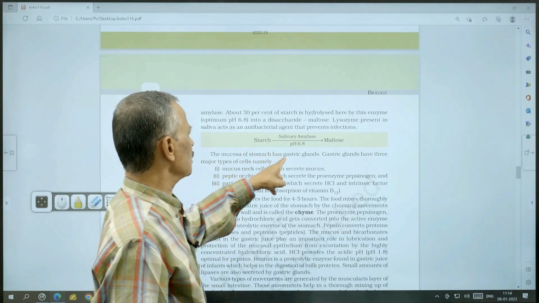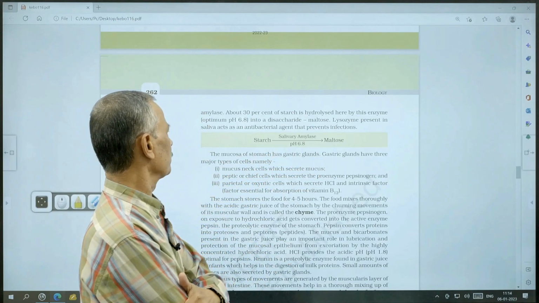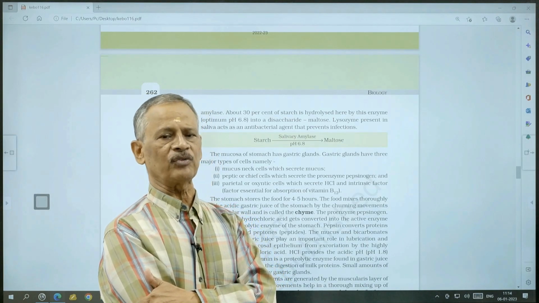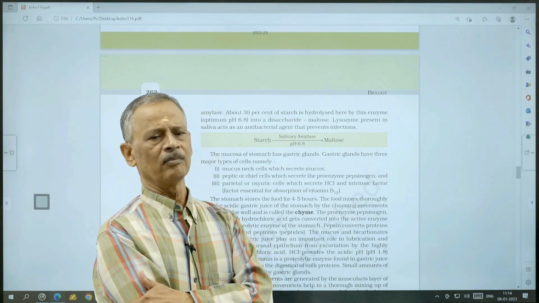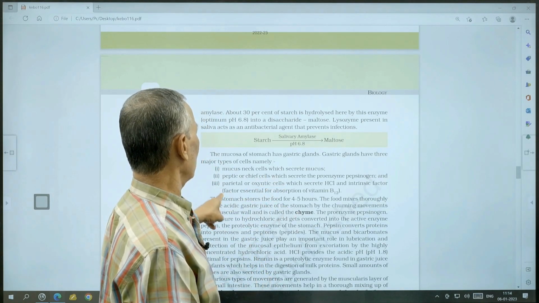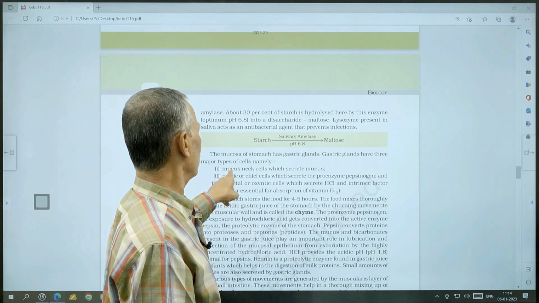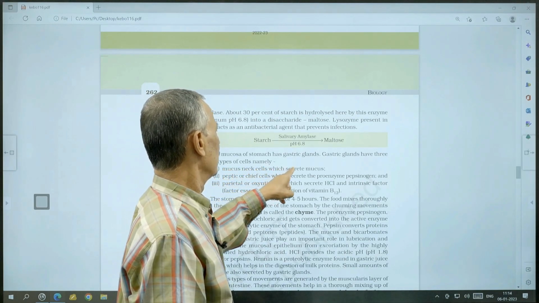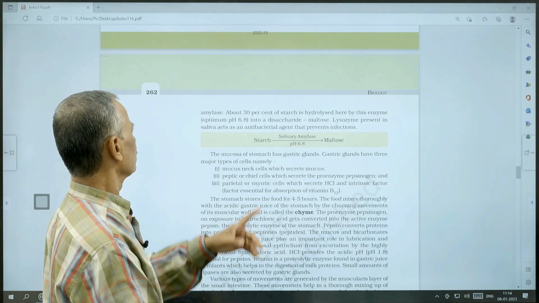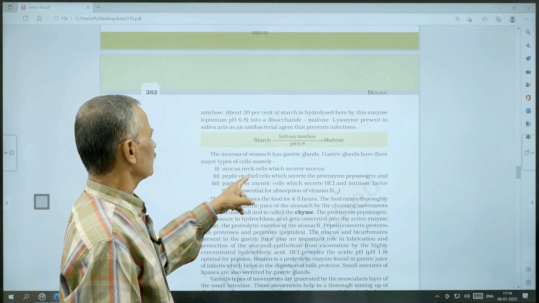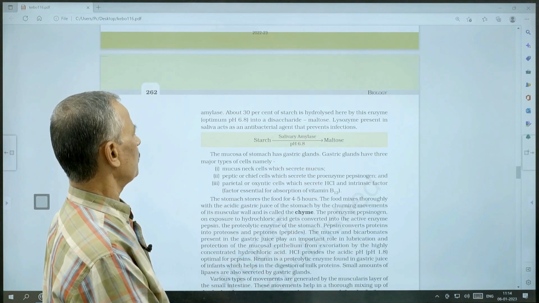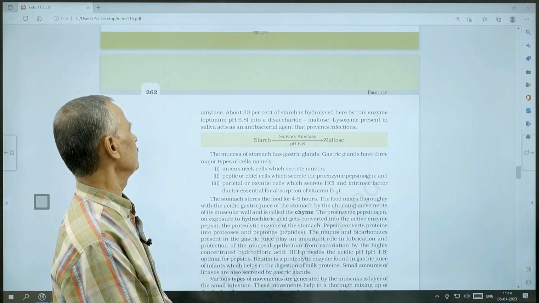The mucosa of the stomach has gastric glands. These gastric glands are large in number. They are modifications of the mucosal epithelium, and they have 3 types of cells. First, mucus-producing neck cells or goblet cells. Then peptic cells or chief cells, which secrete the most important enzymes called pepsinogen and prorenin.